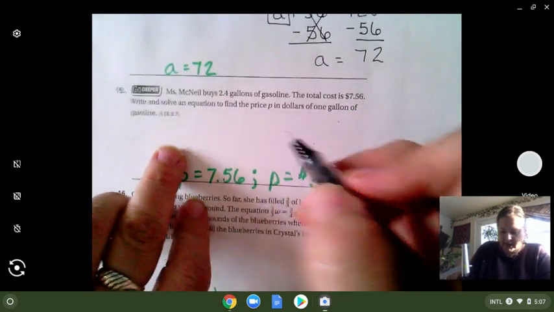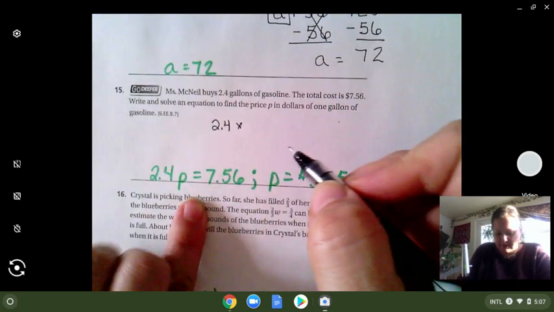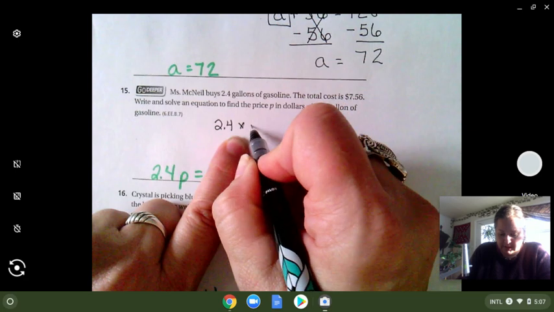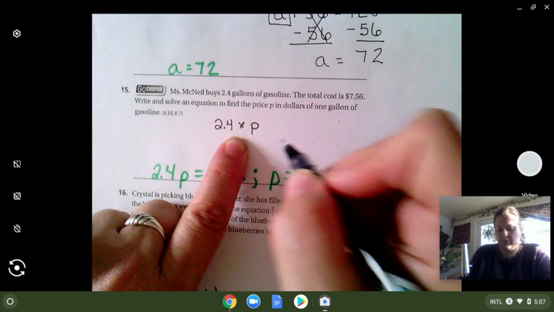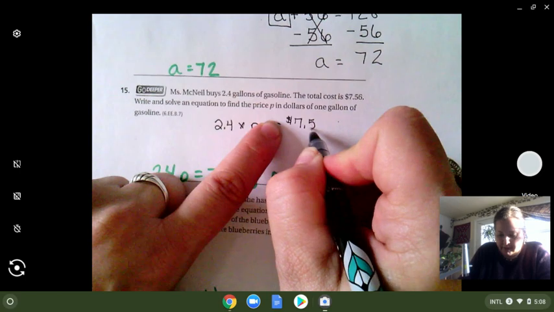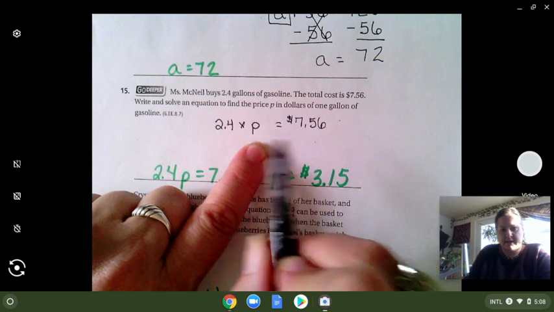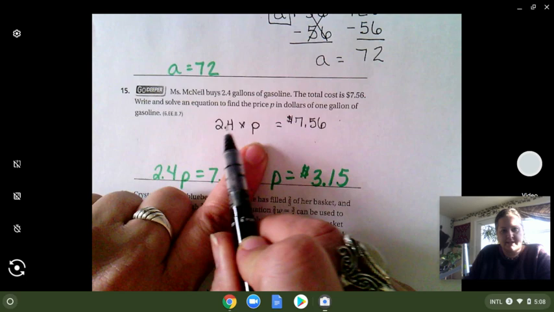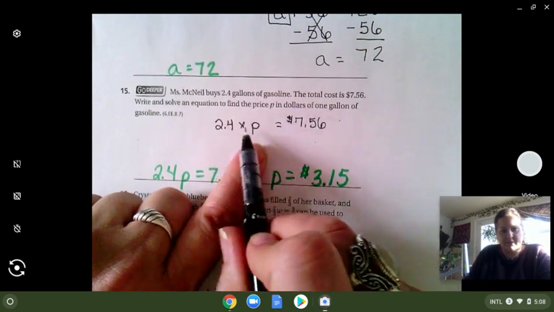So if we take the number of gallons times the price, no, the dollars per gallon, because we have our total equaling $7.56. So remember, your total always goes on one side of the equal sign. And then you're going to be multiplying how much per gallon times the number of gallons to get that total. So this is how we find the total, is to multiply.